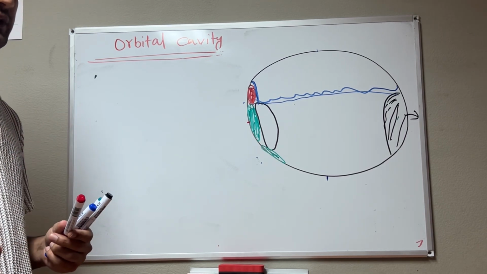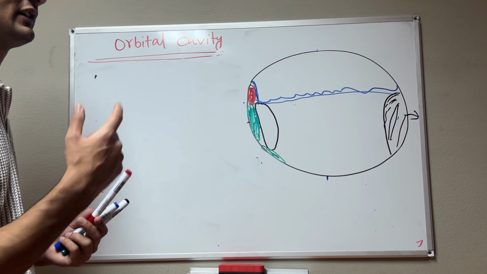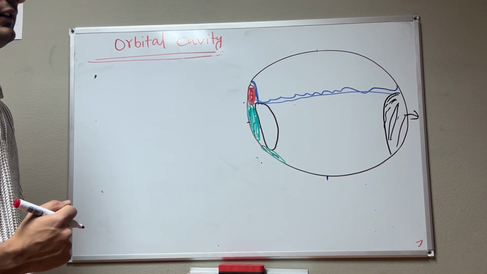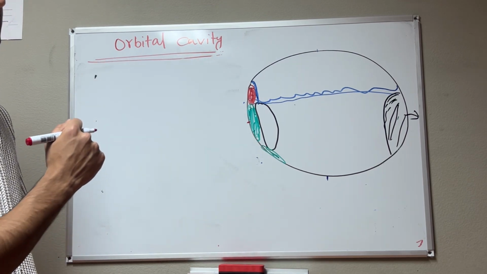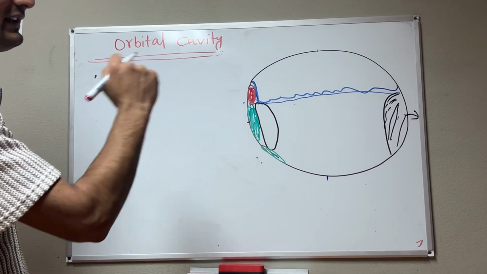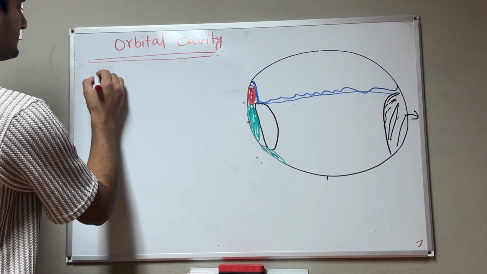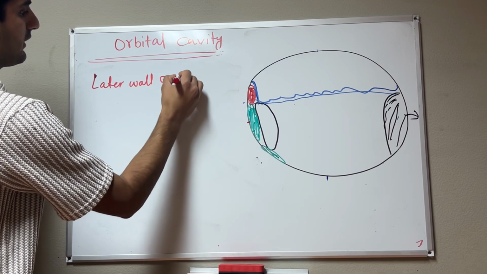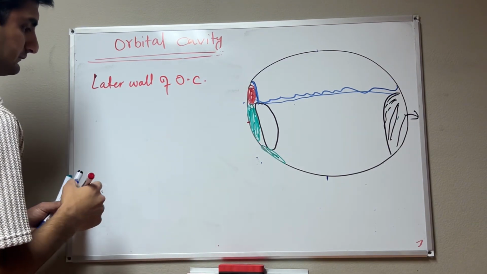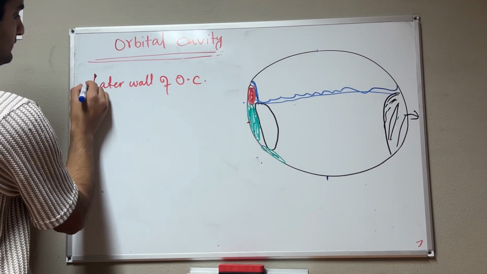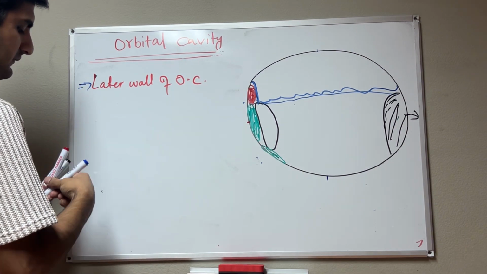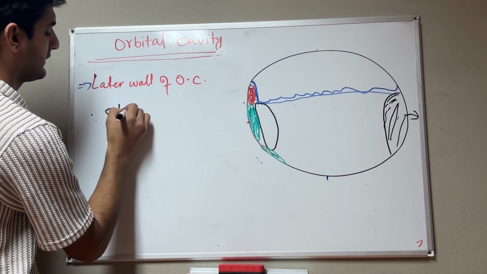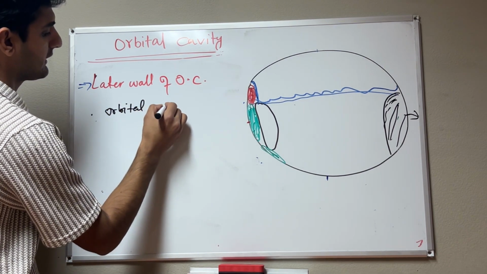sphenoid bone? We have the greater wing, and in the greater wing we have four surfaces: cerebral surface, orbital surface, temporal surface, and maxillary surface. Now, the orbital surface of the greater wing of the sphenoid bone takes part in the lateral wall of the orbit. First we will write here: lateral wall of the orbital cavity. Which take part: first, orbital surface of greater wing.